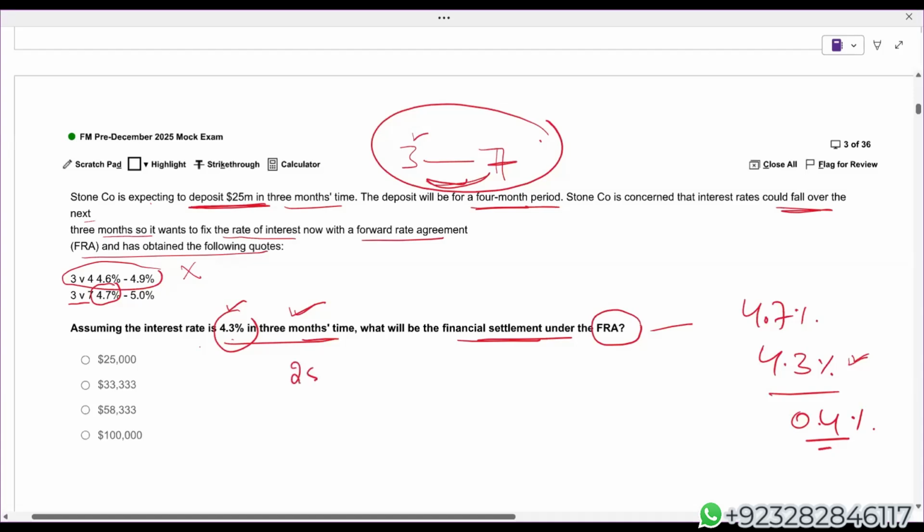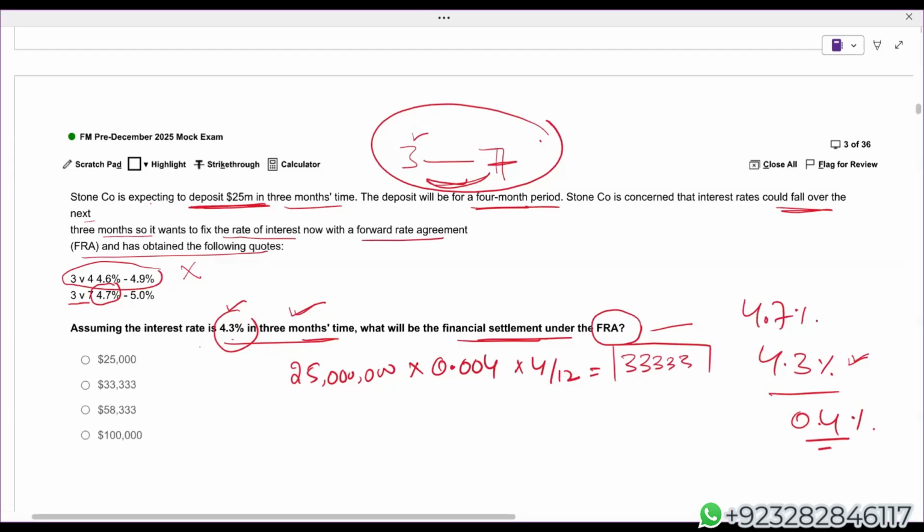Deposit amount is 25 million. 0.4% means 0.004. And how many months will Stone deposit? 4 months. Let us use the calculator. 25 million times 0.004 times 4 by 12. Students, I'm getting 33,333. I believe everyone is getting the same results.